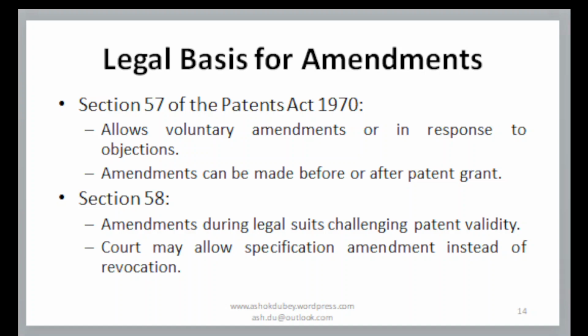Legal basis for amendment. In India, we have the Patents Act 1970. Section 57 allows voluntary amendment or amendment in response to objections. Amendments can be made before or after the patent is granted. Section 58 talks about amendment during legal suits challenging patent validity. For simplicity, you can remember it this way: Section 57 is about amending in front of the controller, Section 58 in front of the court.